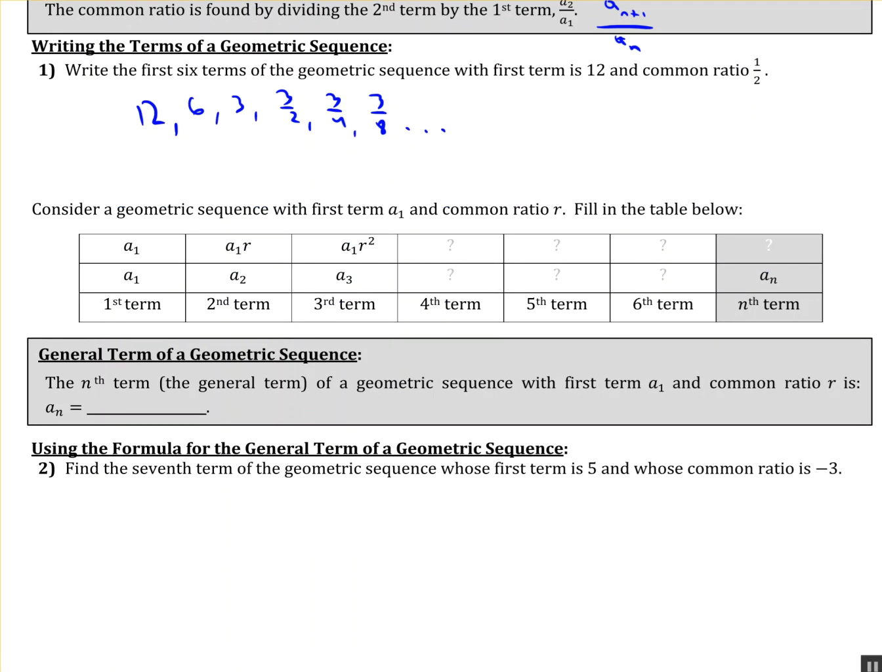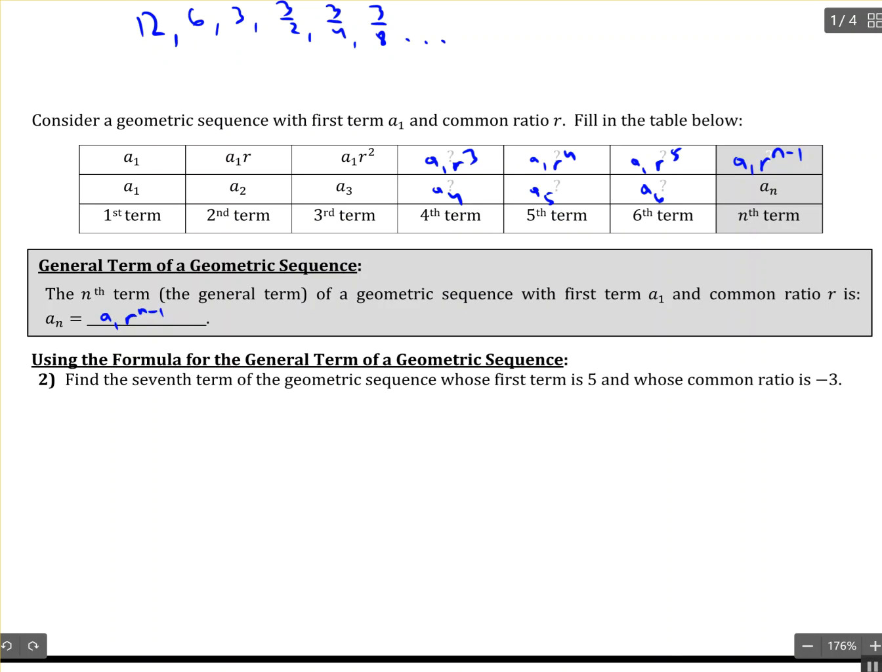So looking at this, if we fill in this table, a1 r cubed, and that's for a4. a5 is going to be a1 times r to the 4th. a6 is going to be a1 r to the 5th. So what's an going to be? a1 times r to the n minus 1. So the nth term is basically that formula right there: an is a1 r to the n minus 1.